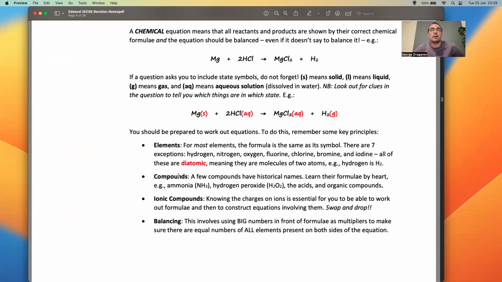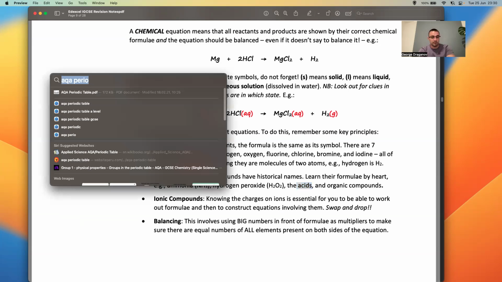For compounds, they need to be learned either by heart, like ammonia is NH3, or the acids need to be learned by heart. And the organic compounds, when we do organic chemistry, need to be learned. For ionic compounds, you can use the crossover method that I show you in the ionic formulae topic. Now, balancing equations means you're allowed to put big numbers in front to multiply all the elements. You're not allowed to put little numbers, and I will show you what that means now.